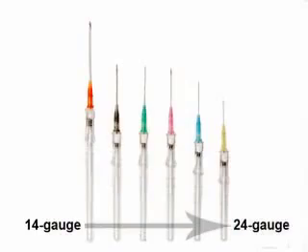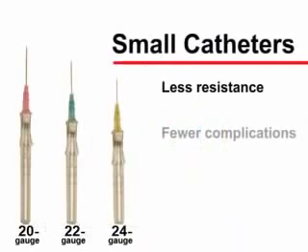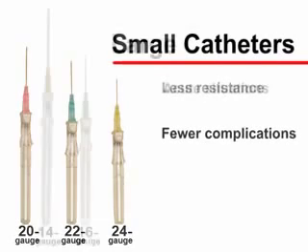The size of the catheter selected will depend on the clinical situation. The smallest effective catheter should be used because small catheters allow for less resistance to blood flow around the cannula and are associated with fewer complications.